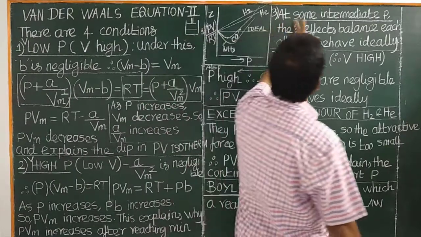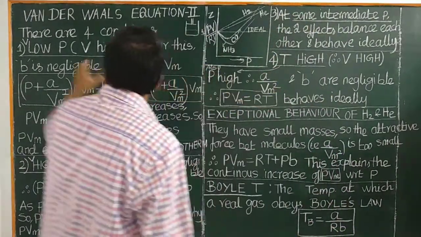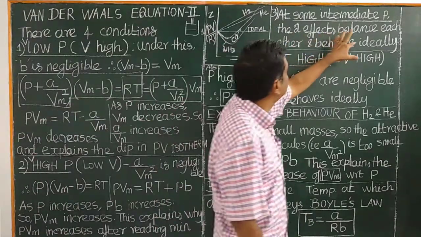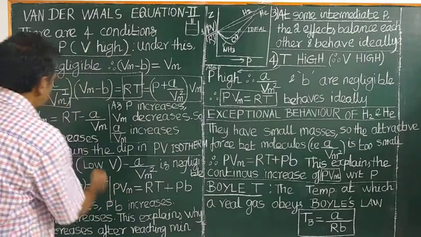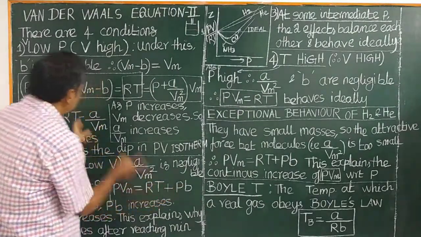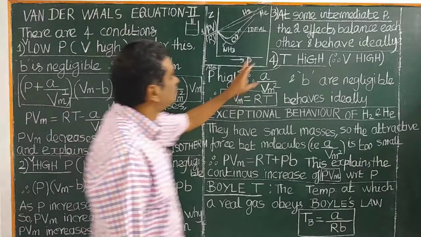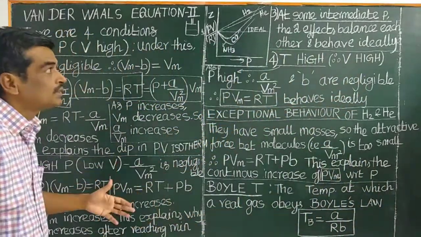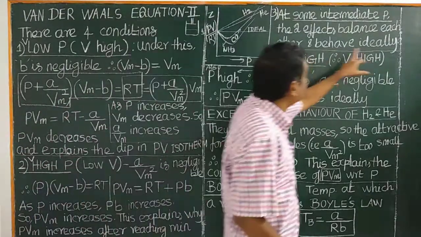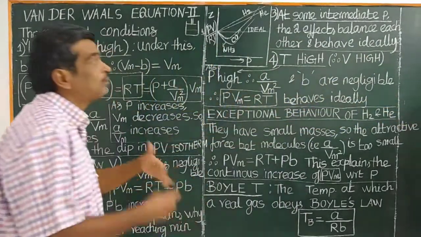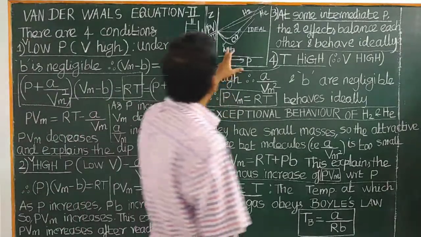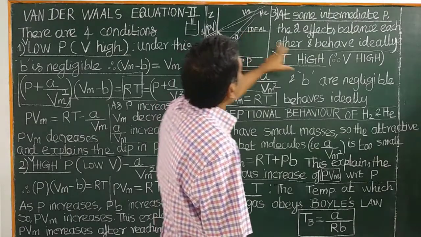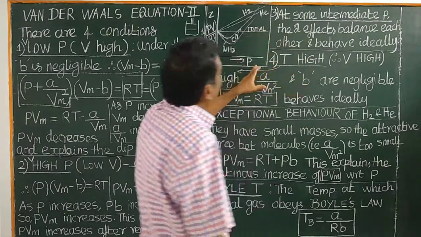Next, the third condition, at some intermediate pressure. See, this is the very low pressure, and this is the very high pressure. At some intermediate pressure, these two effects, this is subtraction, this is addition, cancel each other or balance each other, and the real gases become ideal gases. At this intermediate pressure, Z equals 1. At this pressure, it becomes ideal.